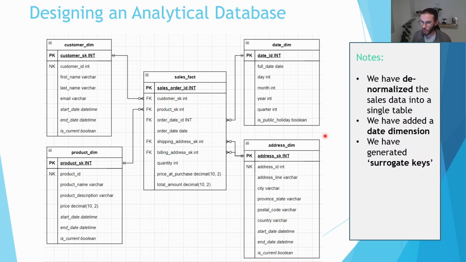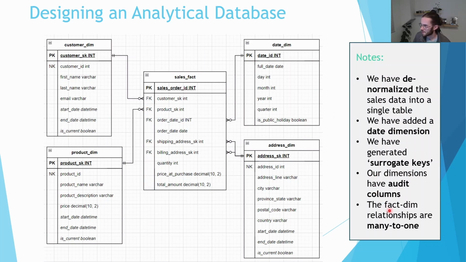I actually go through why we need surrogate keys and why we need these funny audit columns over here. So that was my next point, right? Our dimensions have audit columns. And these are the columns that I've represented in italics over here, the start date, end date, and is current type columns. These have been added or generated as part of our analytical database, and why those are important will become apparent. And then lastly, our fact to dimension relationships are many to one.